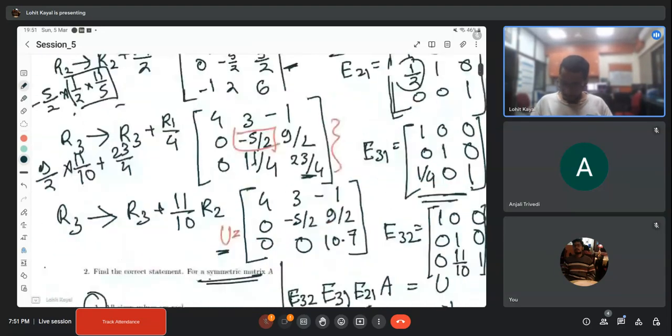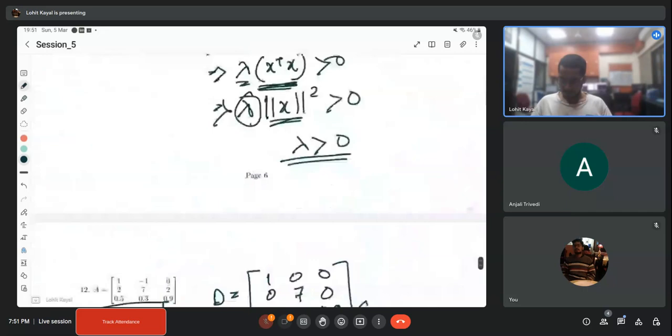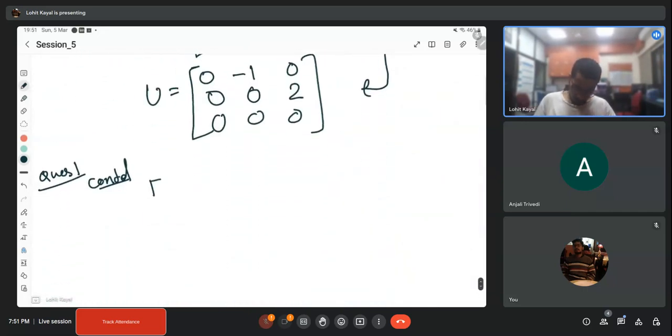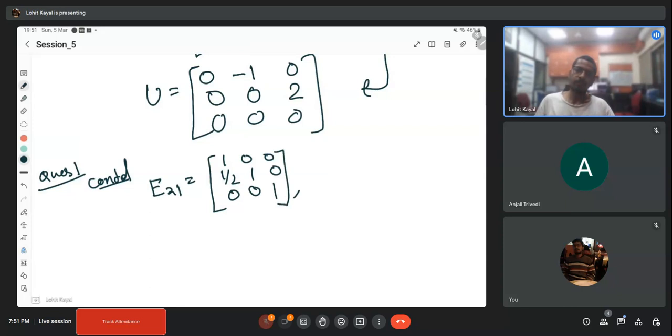Okay. Now let's continue with this calculation. So my E21 is equal to [1 0 0; 1/2 1 0; 0 0 1]. I will first write this E21, E31, and E32. Then I will find L. Finding the inverse is very easy. I just need to change the sign of the off diagonal elements.